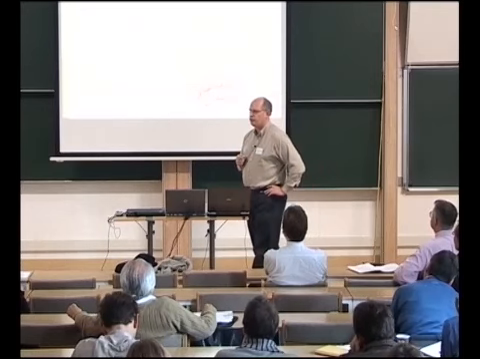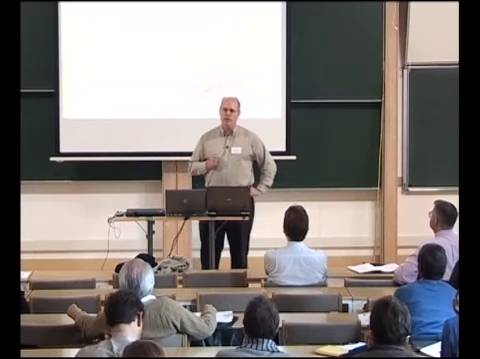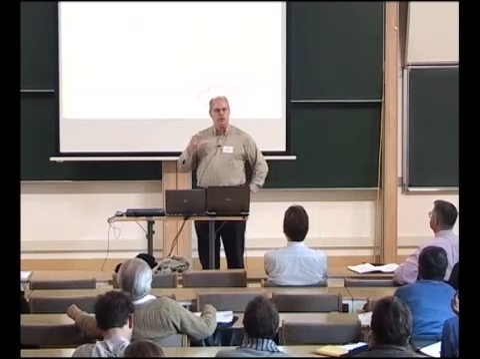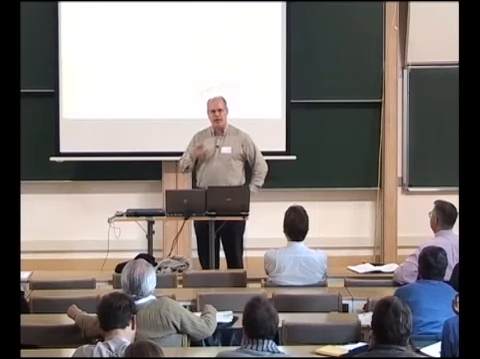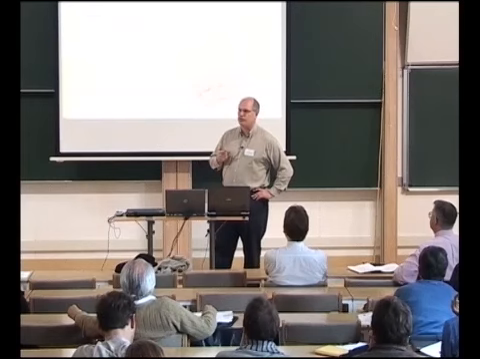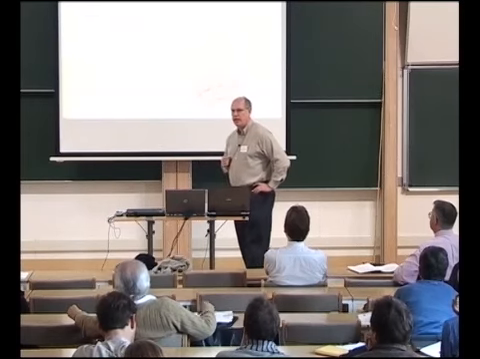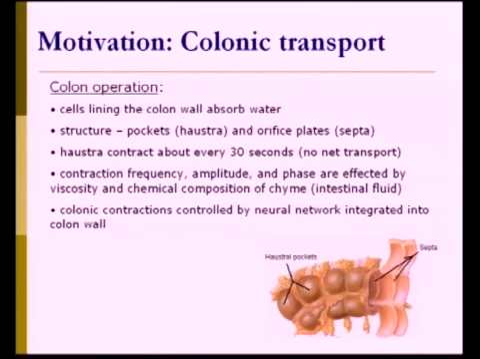And this contraction frequency of these haustra is not uniform, but it actually varies depending on the viscosity of the fluid that's in your intestines, depending on what you've eaten, and on the chemical composition of the fluid in the intestines. And to regulate these contractions, the body has sensors built into the colon wall, and these sensors connect to a neural network system that is built into the lining of the colon, and that regulates the frequency of the contractions, the phase, the amplitude of the contractions, and all of that.